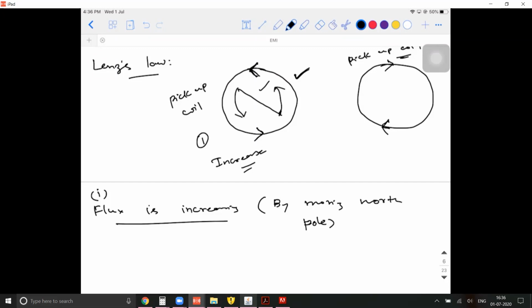South Pole would have been... It would have created a clockwise current. So it will start behaving like a South Pole, meaning the current will start going in the clockwise direction. I can show you this also.